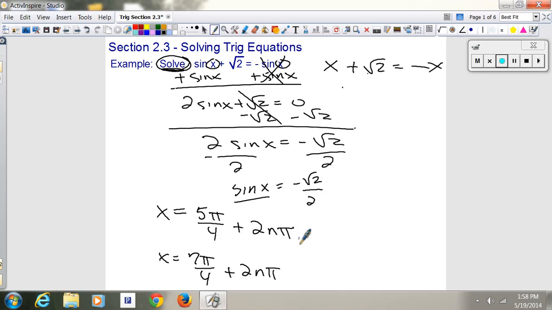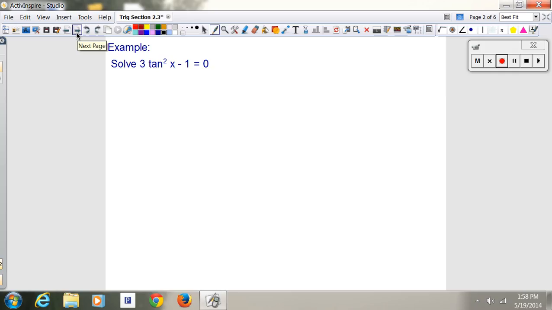7 pi over 4, if you look down on your chart at 7 pi over 4, the sine is also negative radical 2 over 2. So both places, the sine is a negative radical 2 over 2 for both of these radians here. So that's two answers. Let's move to the second one so we can take a look at it.